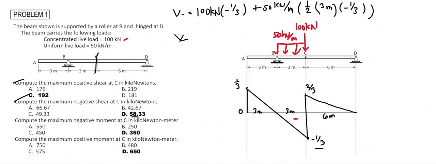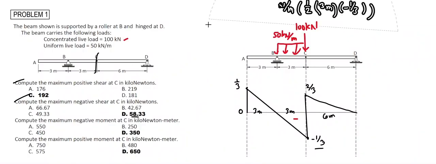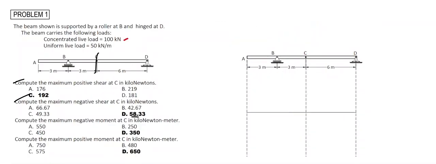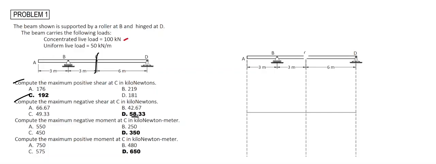And for the last problem, to compute for the maximum negative moment at C in kilonewton-meter, we will make use of the concept of Muller-Breslau. So we're cutting at the same point at C. Now instead of focusing on the shearing force, we'll begin focusing on the bending moments applied.